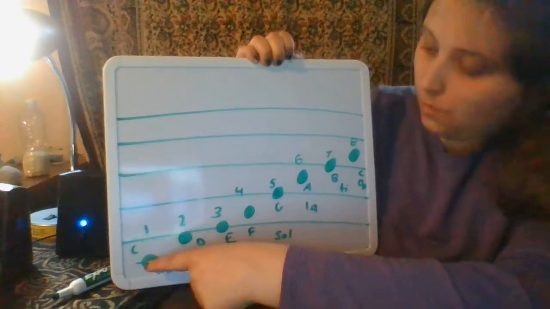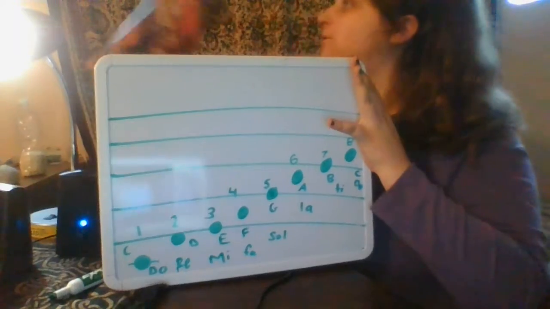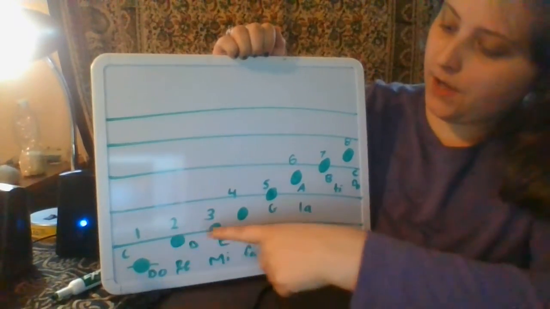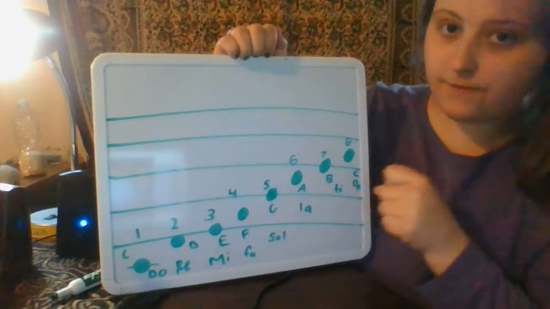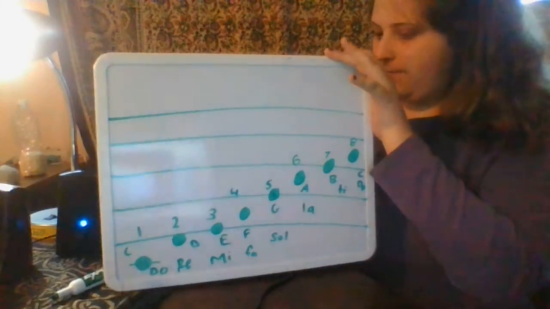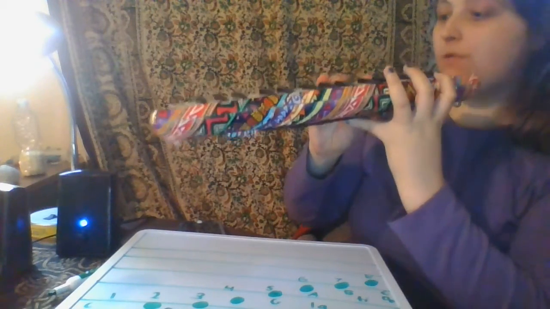So 1, 3, 5. I'm sorry, I'm so out of tune. 1, 3, 5. Makes a chord. That's a 1 chord. See if I can play you a 1 chord. 1, 3, 5.